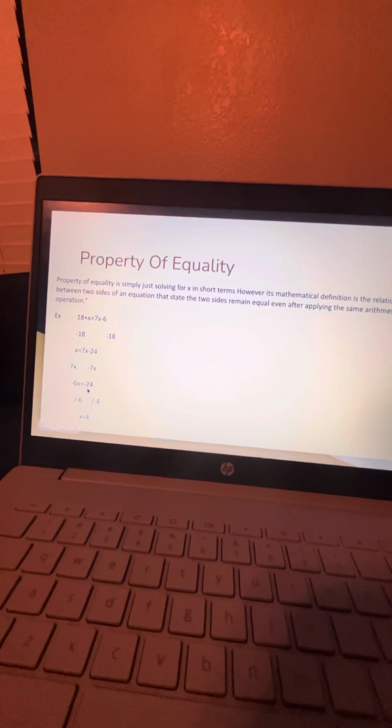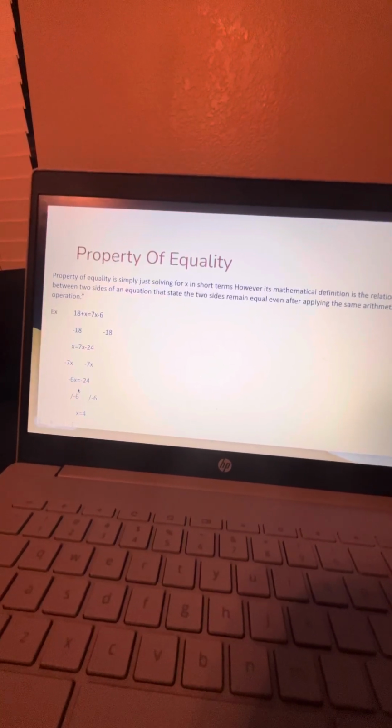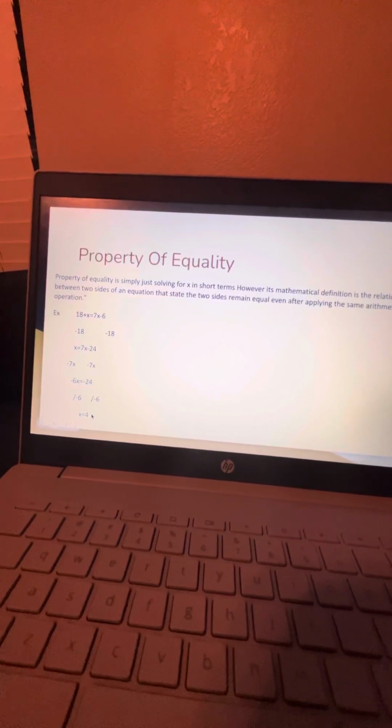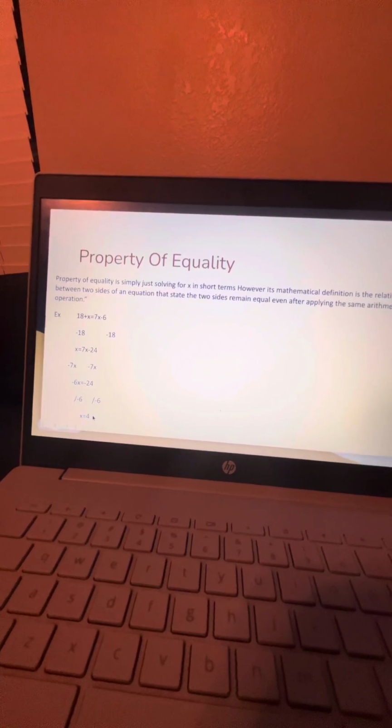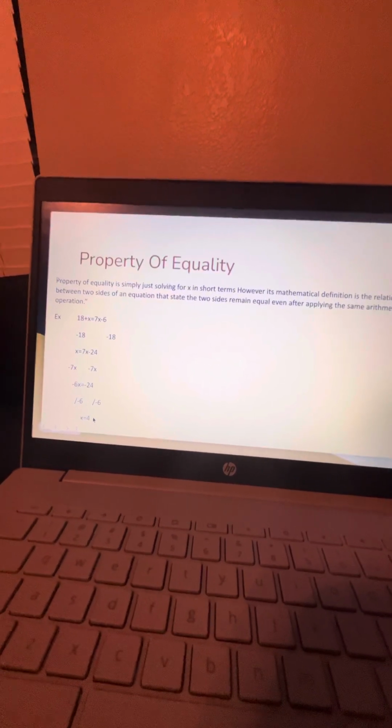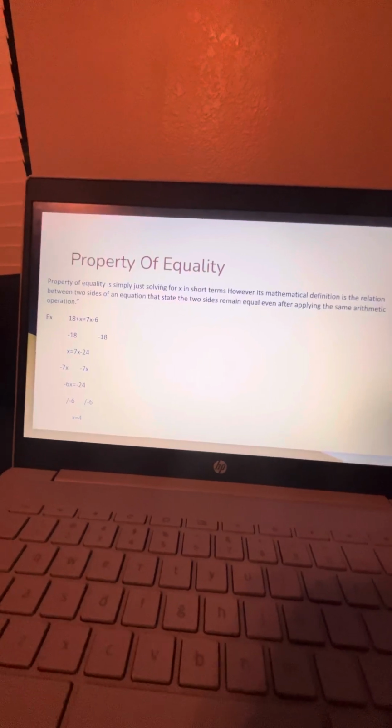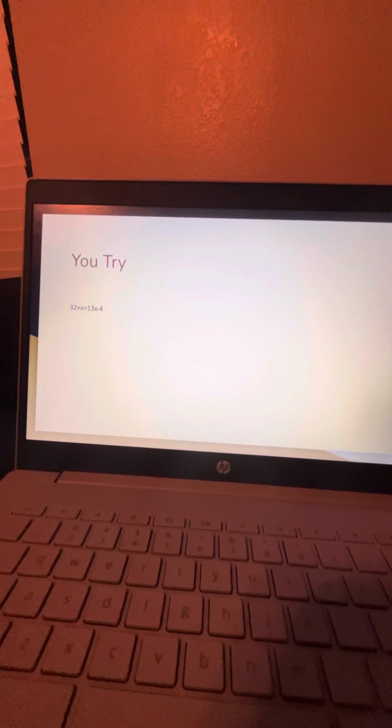All right, rule of thumb. If you divide both sides by negative 6, you will get positive 4. Why do you get positive 4? That's right, it's because they're both negatives. Two negatives will always equal a positive. Good job. All right, now you're going to try this one out.